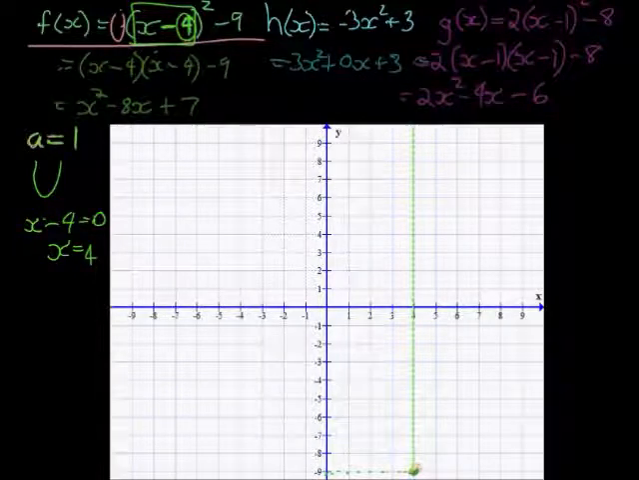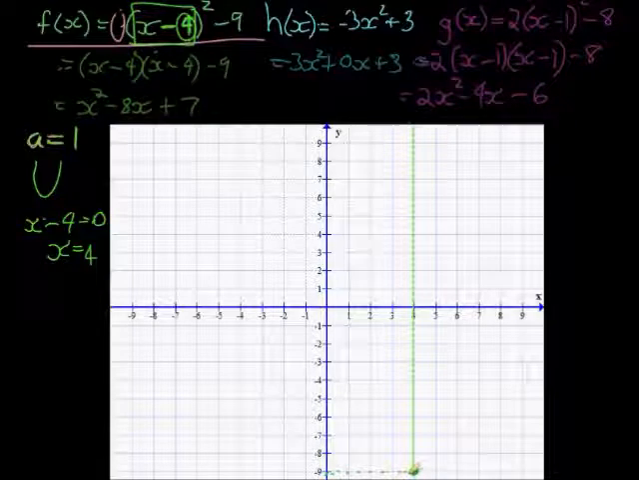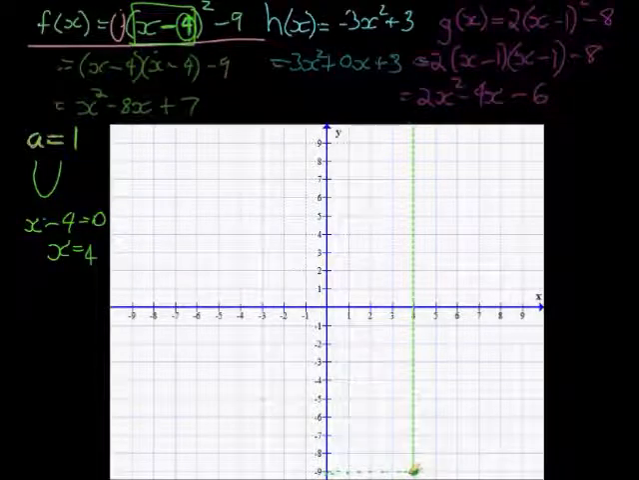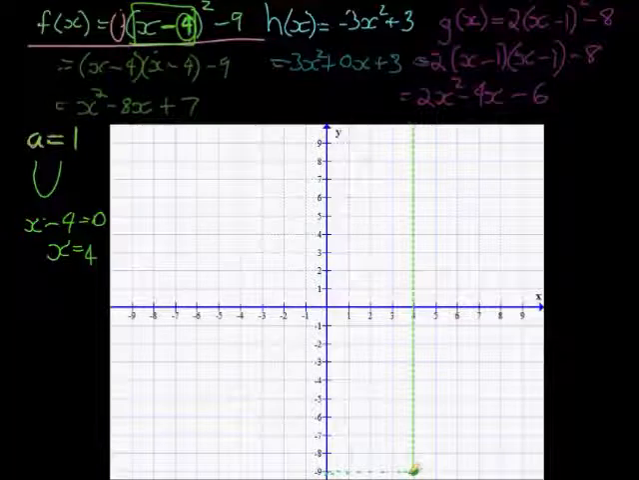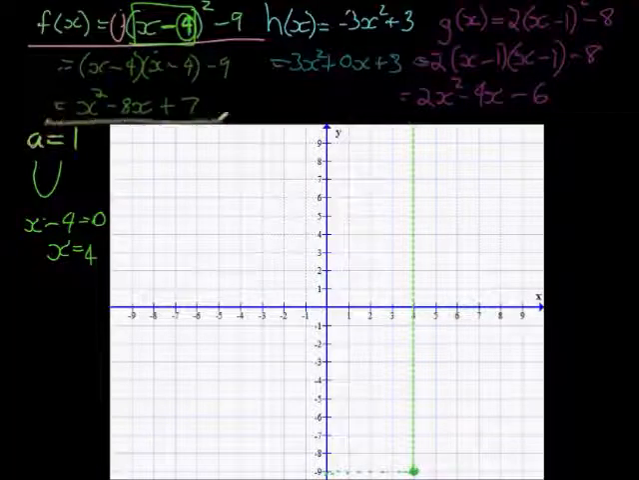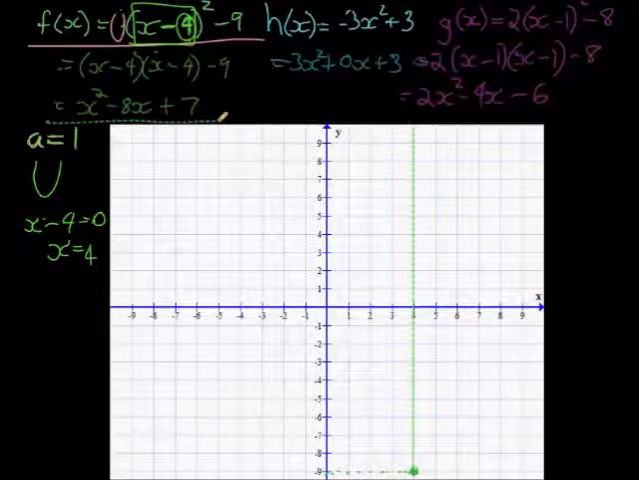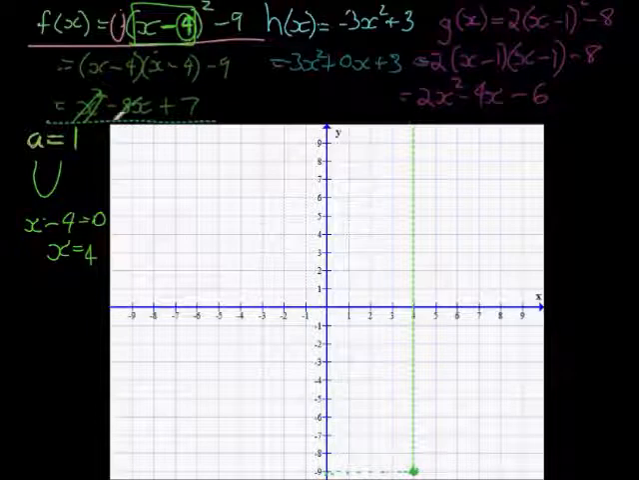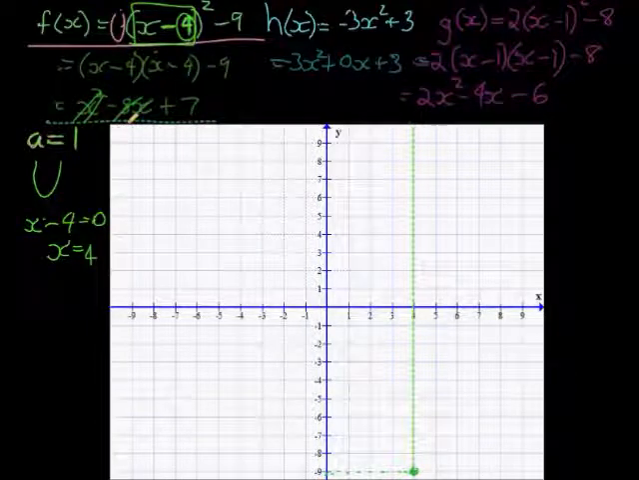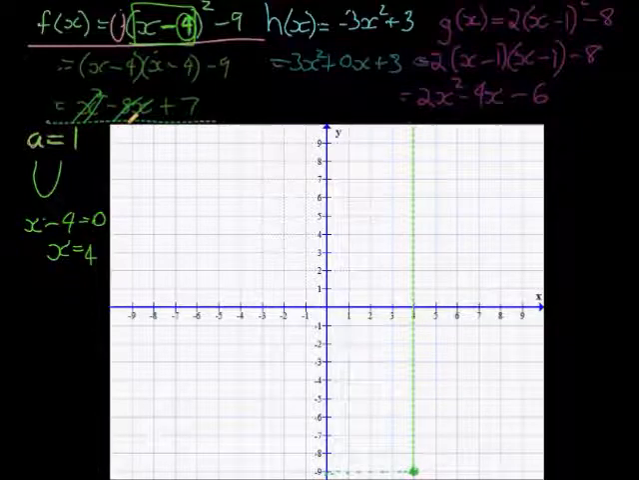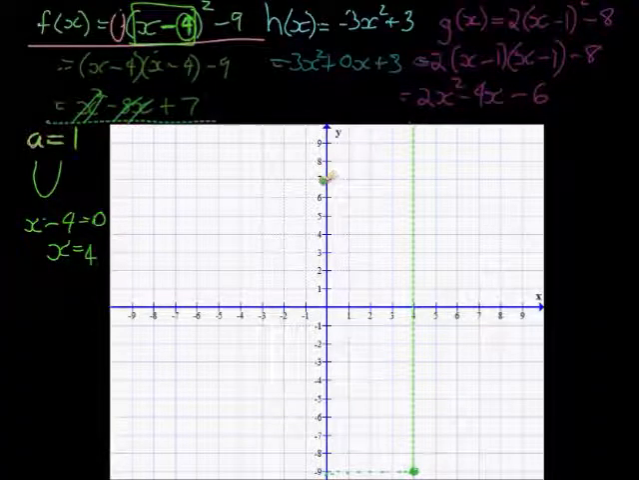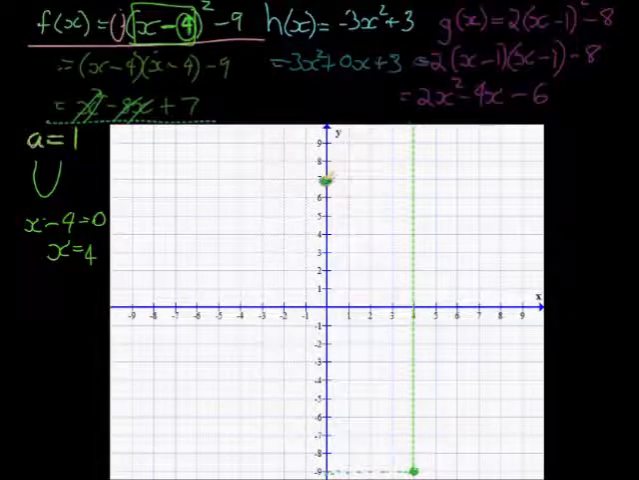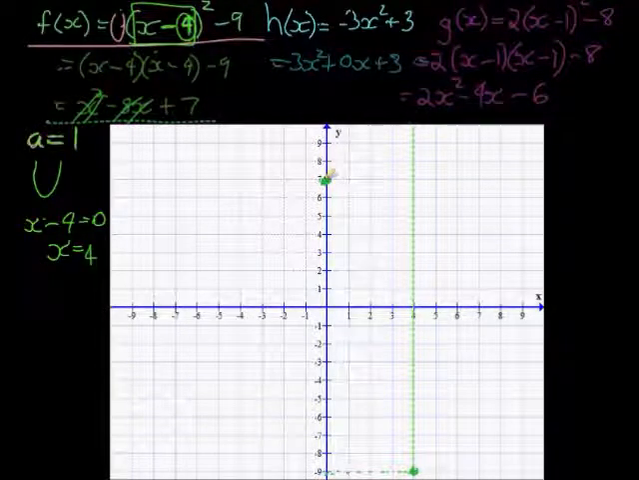Next I need to find the y-intercept. Now I said that if we make x equal to 0, we'll find the y-intercept. And if you look at this part, the ax squared plus bx plus c, if we look at that part, when x is 0, then that is 0 and that is 0. So positive 7 is my intercept where I cut the y-axis. I intercept the y-axis there.